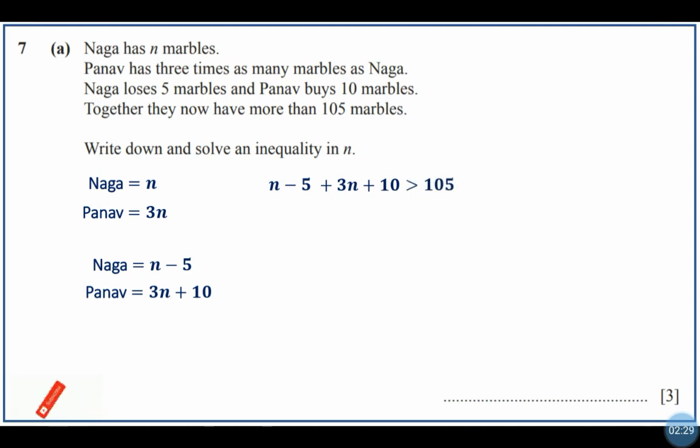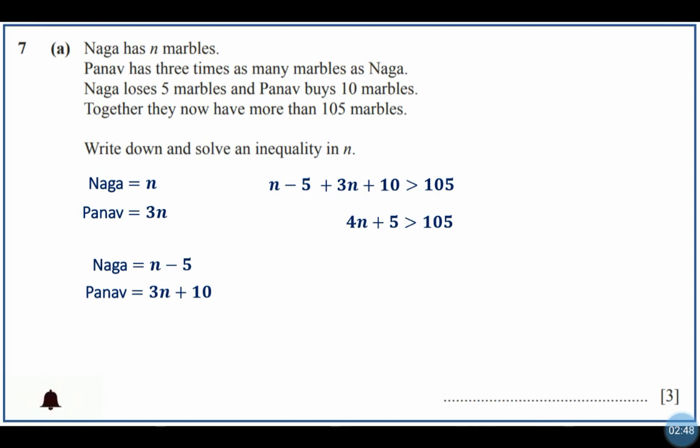Write down and solve an inequality in n. So this is already the inequality. Just basically simplify it. It will become 4n plus 5. Why 4n plus 5? Because 3n plus n is 4n, and 10 minus 5 is 5, greater than 105.